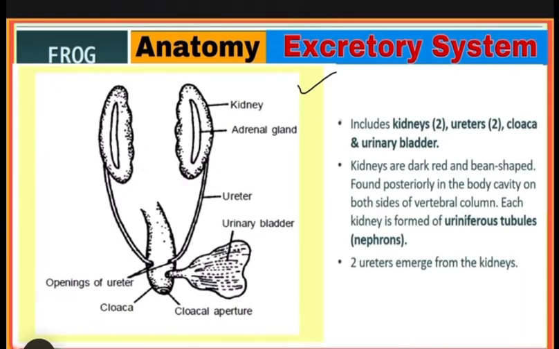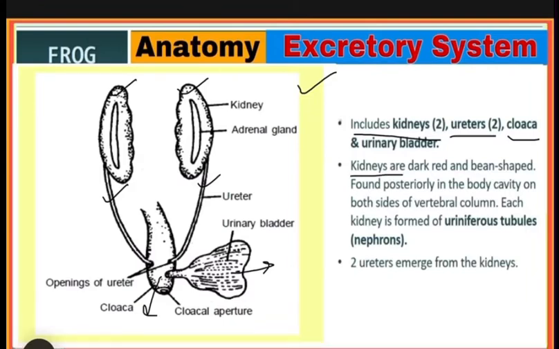Excretory system of frog. It includes 2 kidneys, number 1 kidney, number 2 kidney, 2 ureters, number 1 ureter, number 2 ureter. There is a cloaca, this is the cloaca, and there is a urinary bladder. So these are the parts of excretory system of frog.